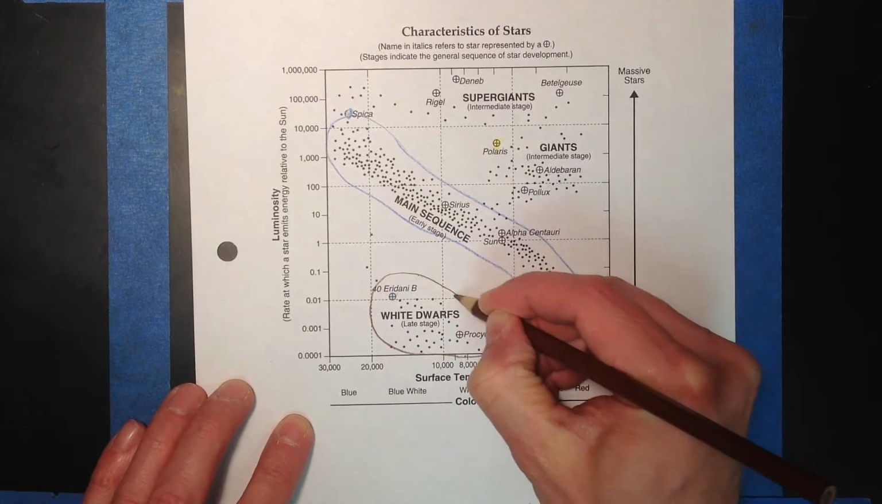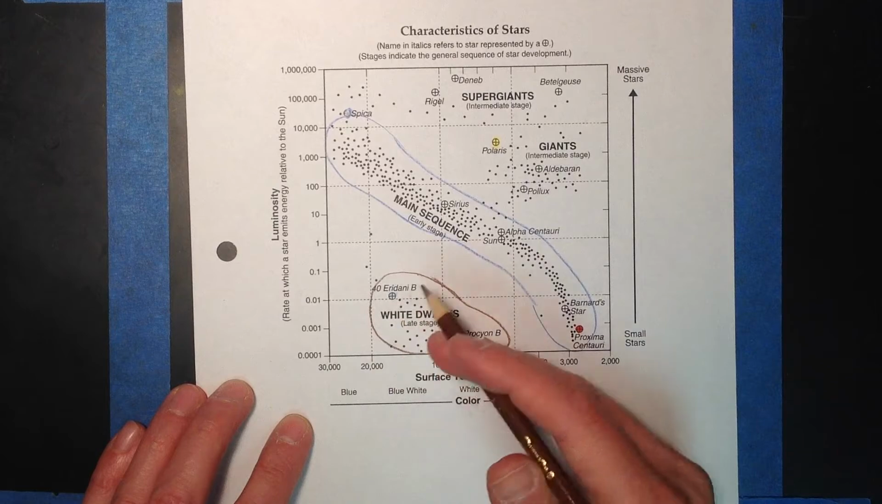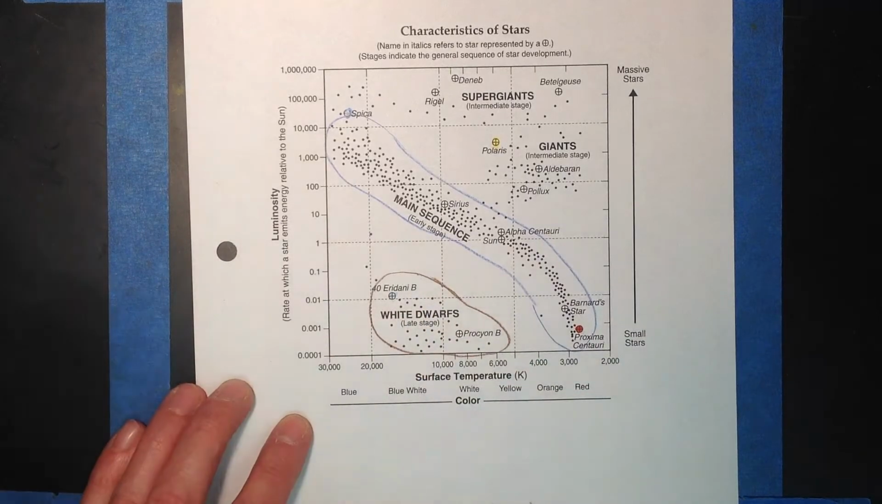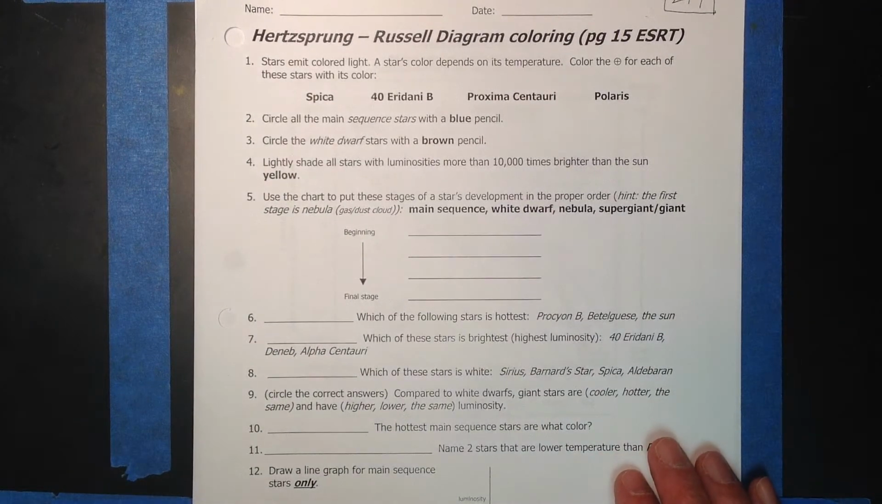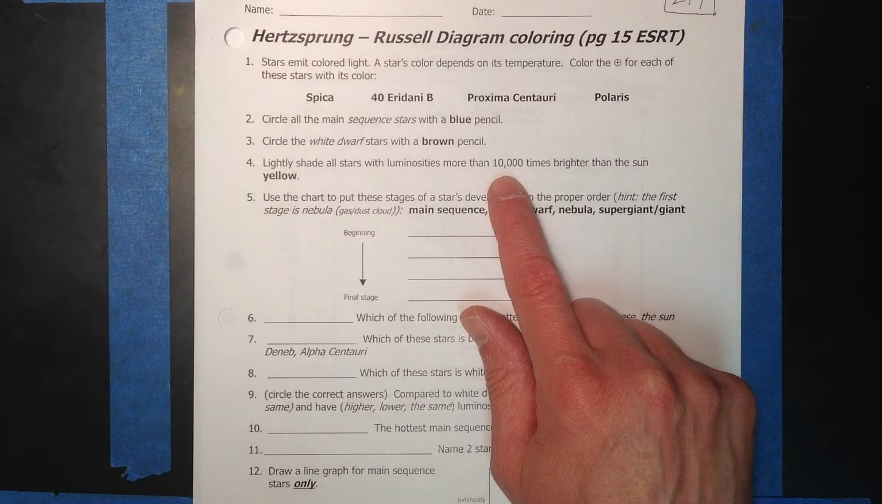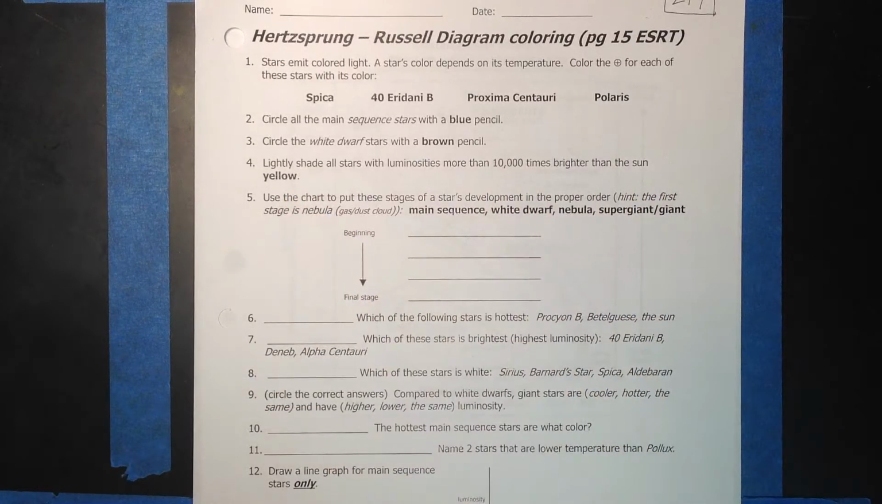You know, not super perfect, just get the idea. White dwarfs, brown pencil. There we go. Next up, that was 3, now we're on to 4. Lightly shade all stars with luminosities more than 10,000 times brighter than the sun, yellow.